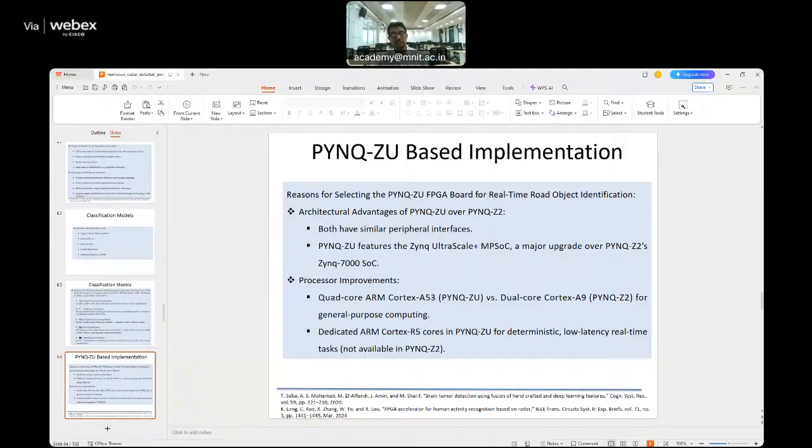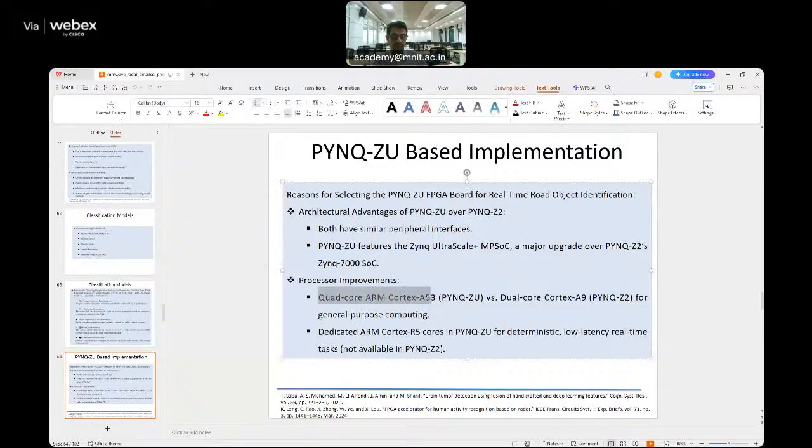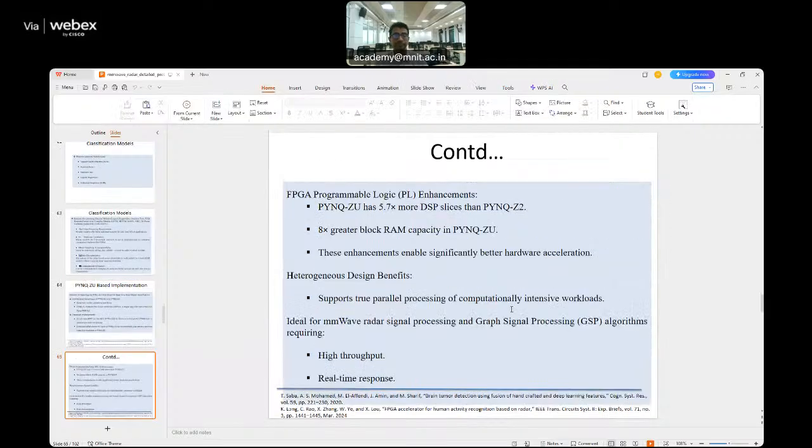Same thing as we have mentioned, it is quad core ARM Cortex for general purpose computing. In the another thing, it is dedicated ARM Cortex R5 core. Again, these are the hardware parts which we are emphasizing, how it is better. Even the FPGA enhancement is there, in the form of 5.7 times more DSP slices, 8 times greater block RAM capacity. These enhancements enable significantly better hardware acceleration.